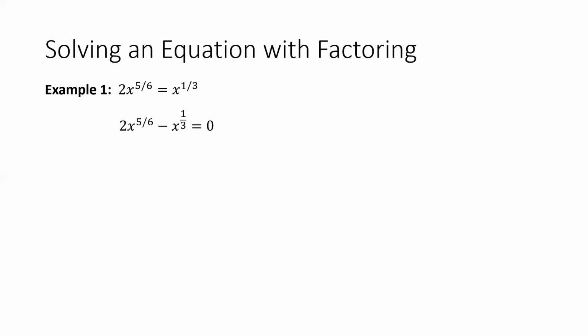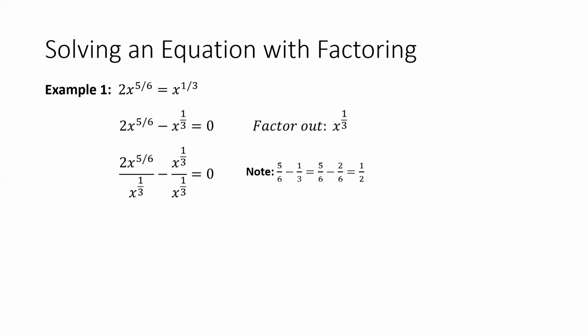So if I'm trying to solve this equation, I can actually solve it by factoring, because even though it doesn't seem that way, x to the 1/3 actually fits into both of my terms. So I'm going to factor out that x to the 1/3, dividing both of my terms by x to the 1/3. Here I do a little bit of fraction magic again, 5/6 minus 1/3. I get a common denominator, and so 5 minus 2 is 3/6, which simplifies to 1/2. And so I can simplify my equation down to x to the 1/3 times 2x to the 1/2 minus 1, and set that equal to 0.